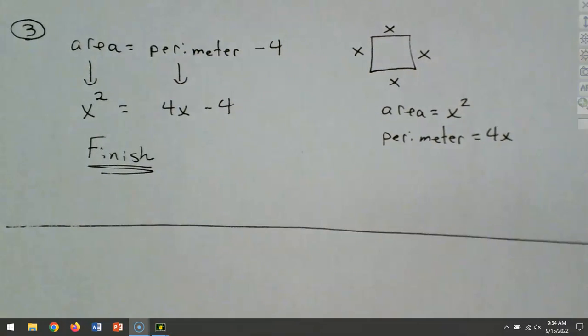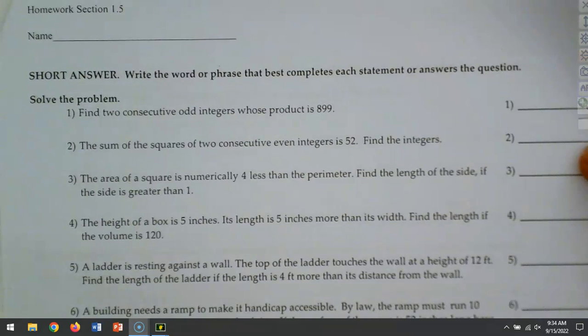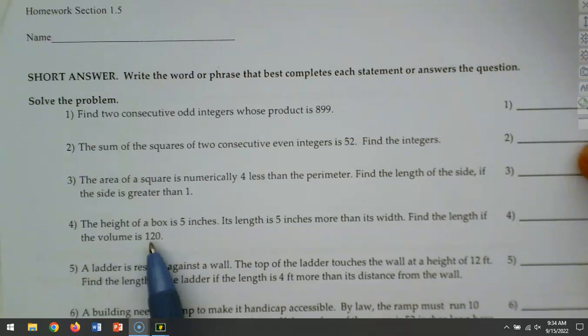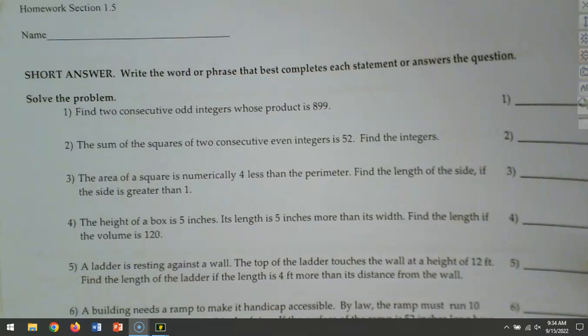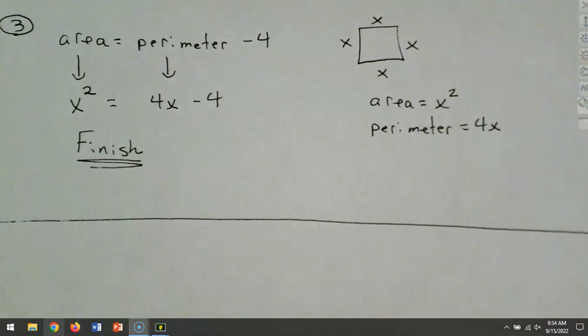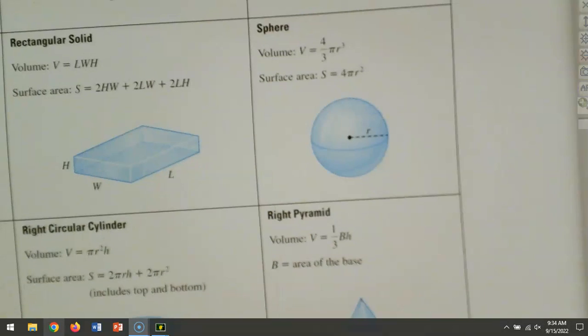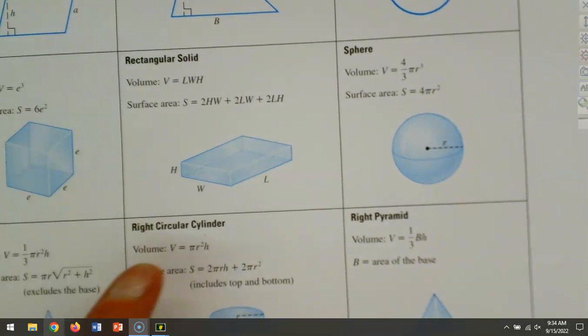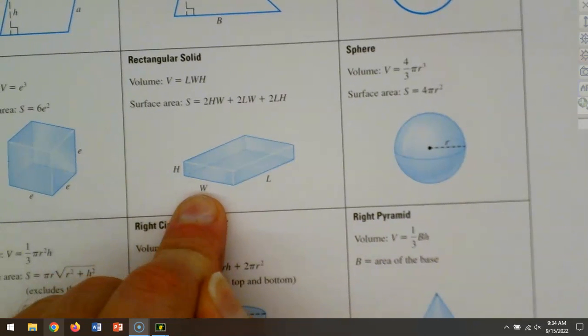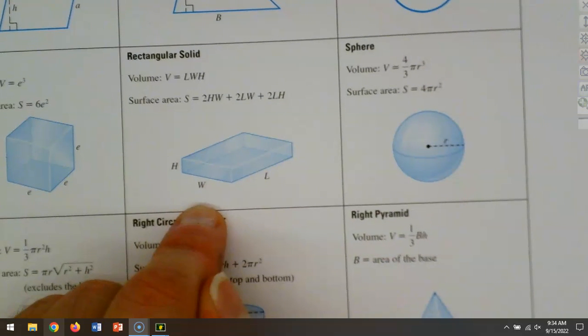Question 4. The height of a box is 5 inches. Its length is 5 inches more than its width. Find the length if the volume is 120. So what we're going to need here is some formulas. And we're looking at a box, so we're going to go to the back cover of our textbook. Since we're looking at a box, that's going to be a rectangular solid.